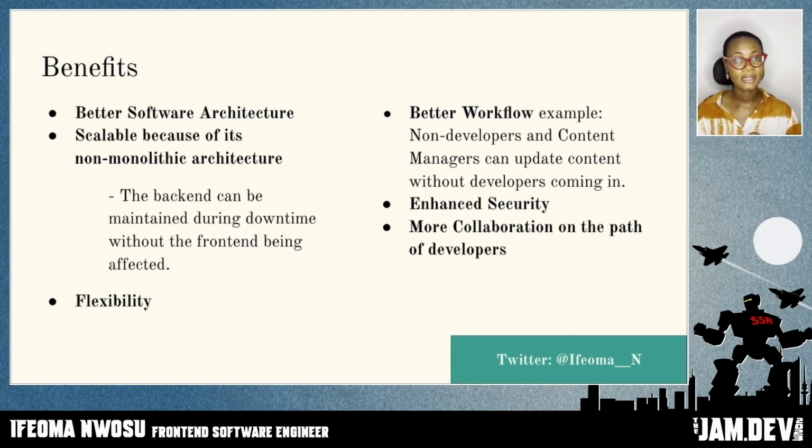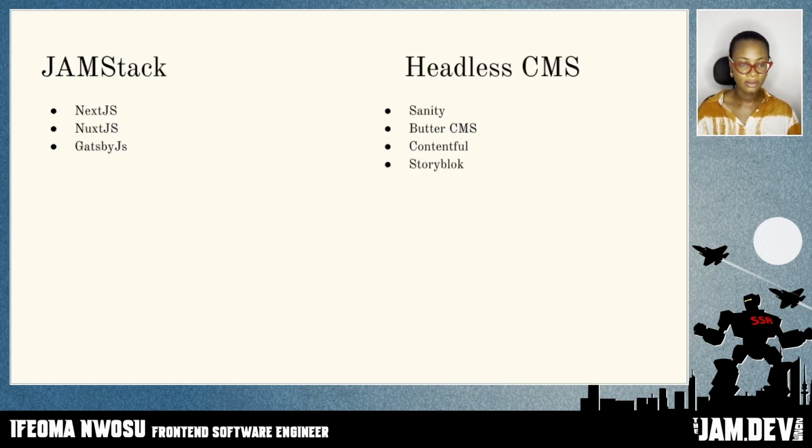There's also enhanced security, and this is because of the separation of the back end and the front end, and well, more collaboration on the part of developers. Really popular JAMStack examples we have are Next.js, which is based off React, Nuxt, which is based off Vue, and Gatsby, which is also based off React. And we also have really popular headless CMSs. There's Sanity, Butter CMS, Contentful, and Storyblok.